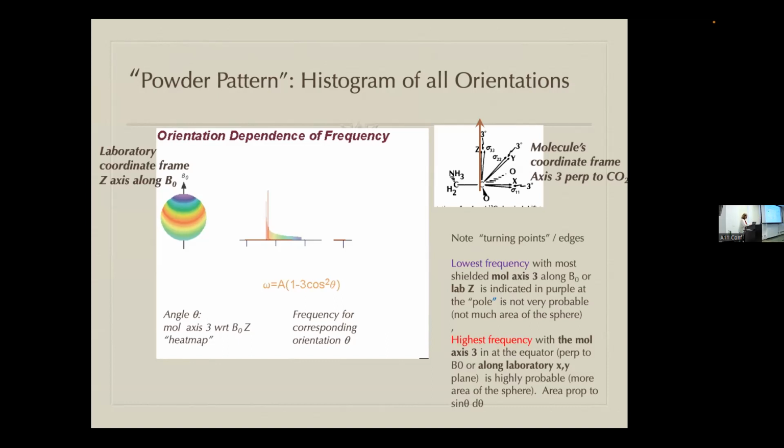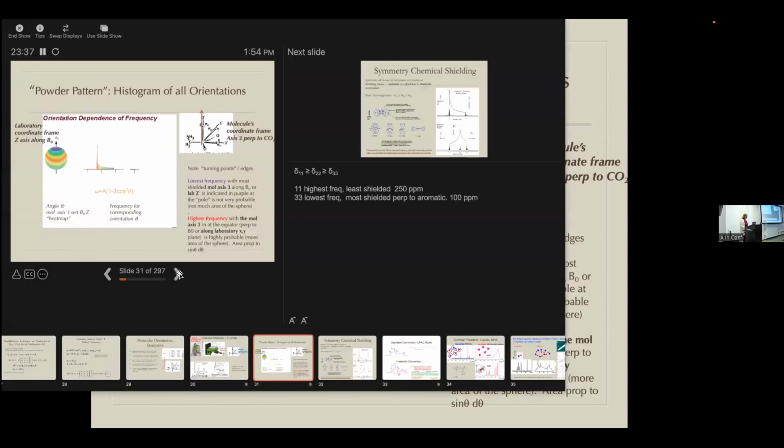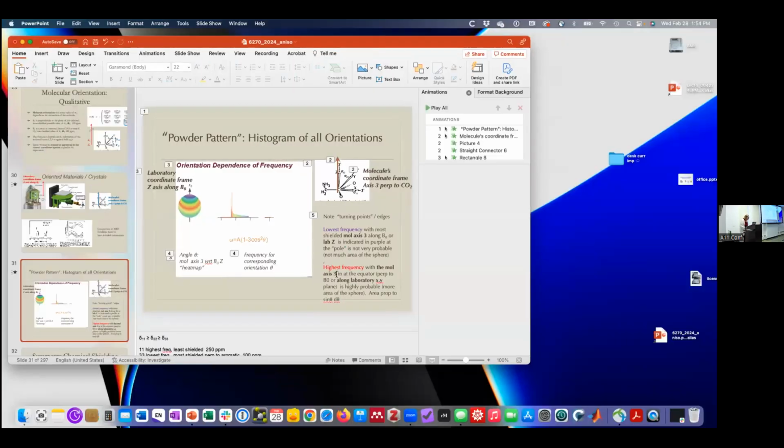The highest frequency on the molecular axis 1, it should say, is at the equator, perpendicular to B naught. And that orientation rather, oh no, I guess it's right. I don't have to fix it. Never mind.